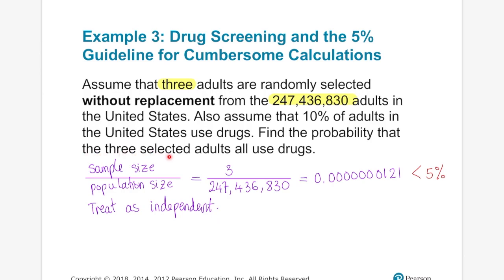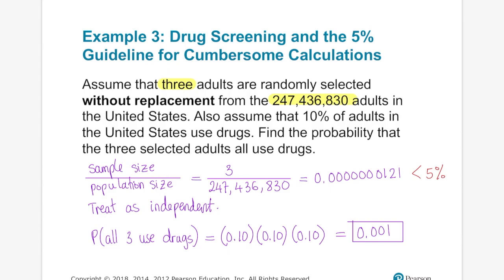I want to find the probability that all 3 selected adults use drugs. They also give me the information that 10% of adults in the US use drugs. So I want to find the probability that all 3 of them use drugs. So I take 10%, which is 0.10 for the first person, times 0.10 for the second person, and times 0.10 for the third person, which gives me 0.001.